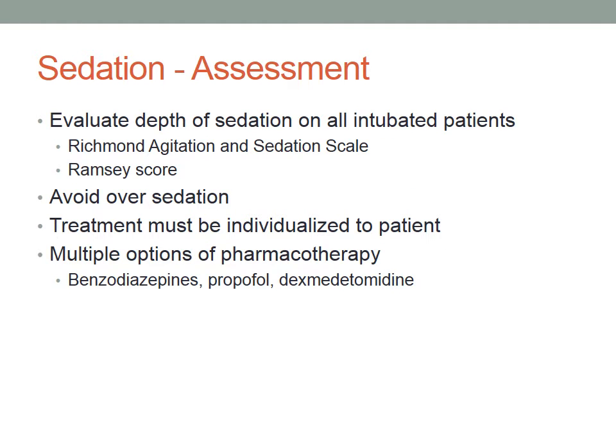Evaluating the depth of sedation in our intubated patients can be done through an assessment score, such as the Richmond Agitation and Sedation Scale or the Ramsay score, which provide a numeric value to correlate with the patient's level of comfort or agitation. We want to avoid oversedation as it can lead to increased ICU length of stay and duration of mechanical ventilation. Some sedatives, such as benzodiazepines, can also lead to increased delirium in the ICU with oversedation.